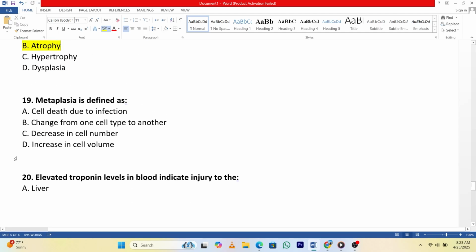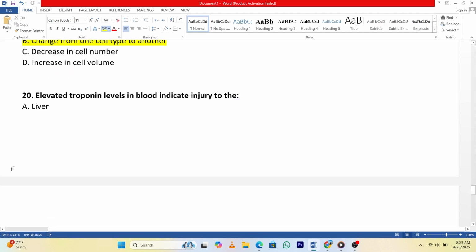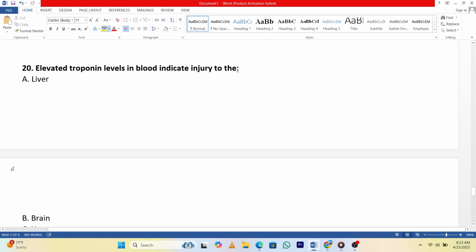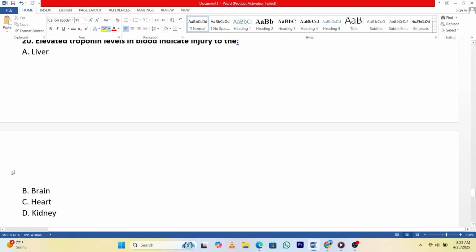19. Metaplasia is defined as A. Cell death due to infection. B. Change from one cell type to another. C. Decrease in cell number. D. Increase in cell volume. Answer: B. 20. Elevated troponin levels in blood indicate injury to the A. Liver. B. Brain. C. Heart. D. Kidney.